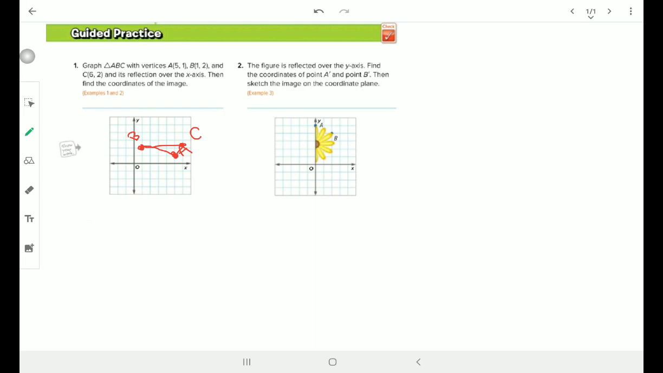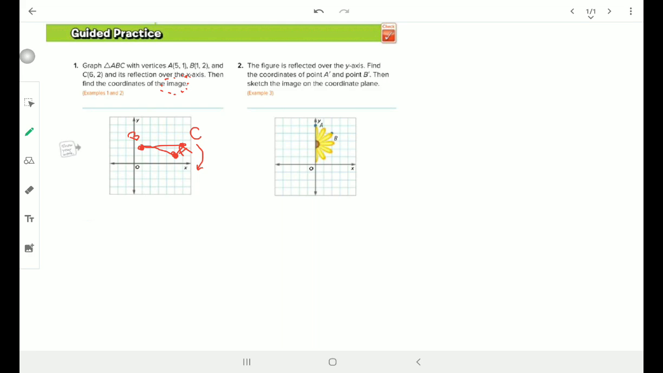Alright, now it says with a reflection over the x-axis, then find the coordinates of the image. So the reflection, our new shape, is called an image. Okay? And we're going to look at the reflection over the x-axis. So this shape is going to reflect this way. It's going to flip. Okay?